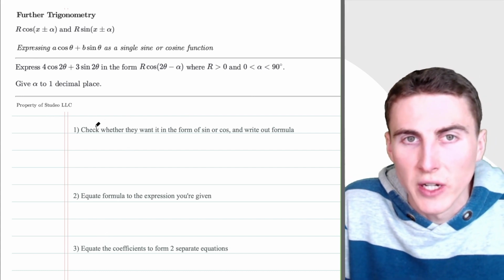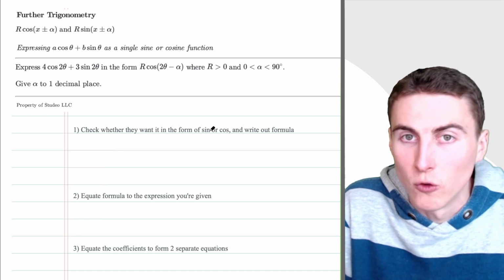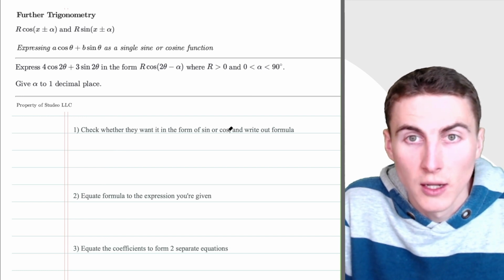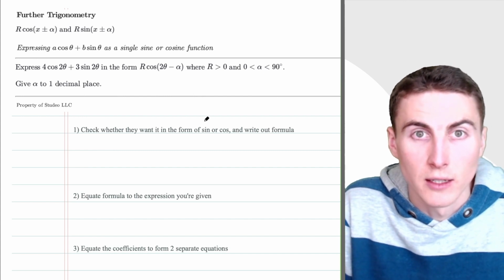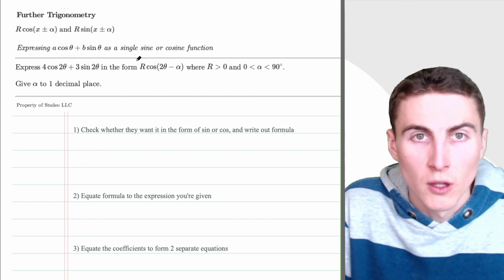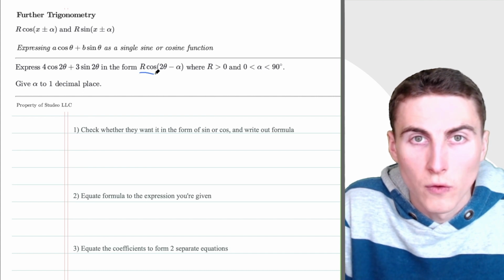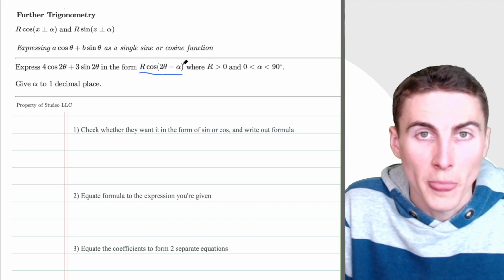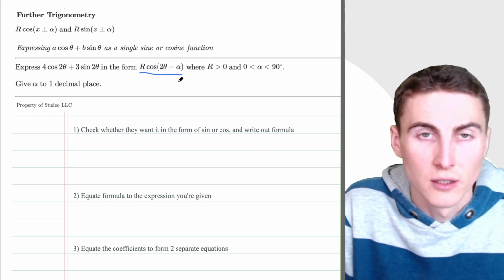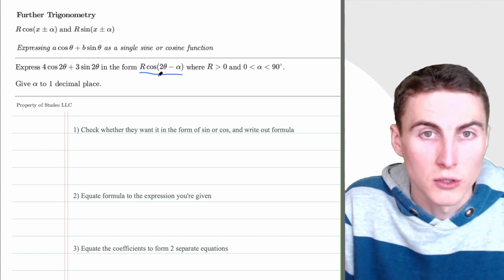So the first thing to do is check whether they want it in the form of sine or cosine, and then write out the formula for that using the addition formulas. So we want it in the form of r cosine 2 theta minus alpha. So we're going to write out the addition formula for cosine.